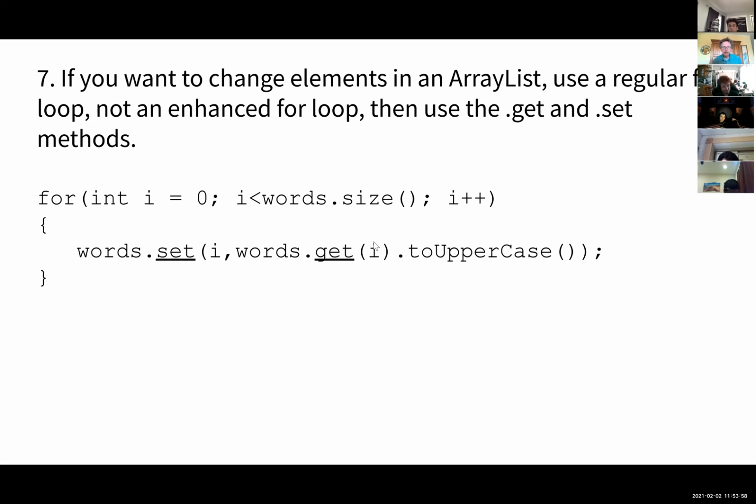The 7th and last thing to remember is if you want to change elements in an array list, in general, it's best to use a regular for loop and then use the get and the set methods. So this code right here just looks crazy, I know. But if you wanted to change all the elements in an array list to be uppercase, like store them uppercase in the array list, you literally would have to do this. So words.set, that's telling Java we're going to change what's in this thing. Whatever's at index i, I want to replace it with what we got from index i, but the uppercase version of it. So this would replace every element in an array list with its uppercase version.